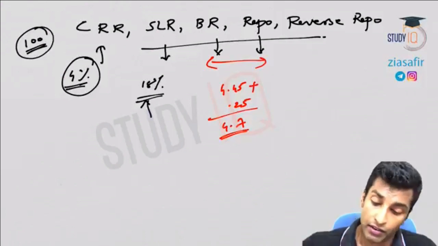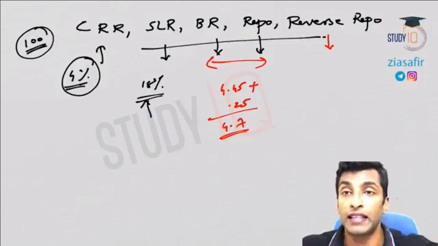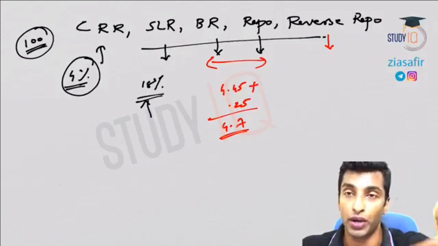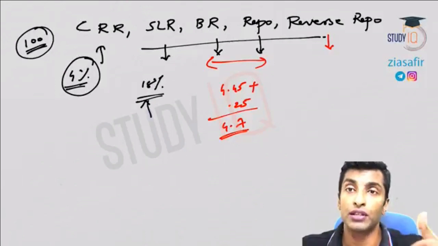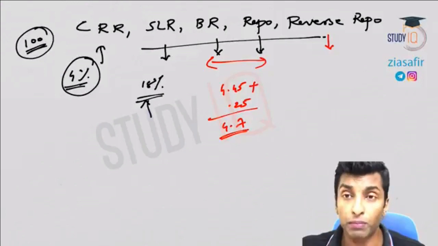Okay, reverse repo is the opposite. RBI sells the government securities to banks. That means selling means giving money to banks. And the rate at which this transaction has happened is what you call the reverse repo rate. So I hope this is clear.